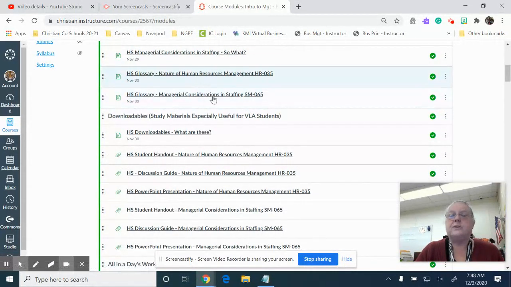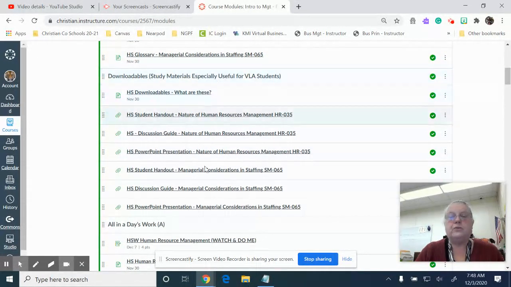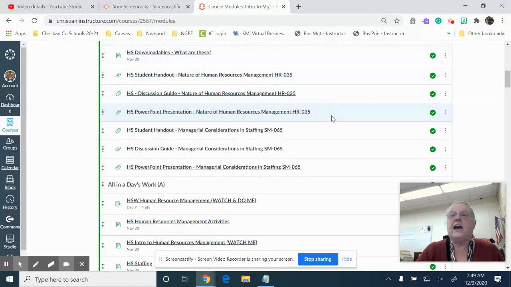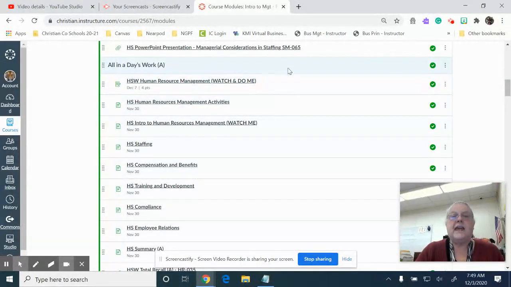Then you've got a glossary to look at. And then, of course, downloadables. The downloadables are PowerPoints and handouts that contain all the readings in one location, or most of the readings, I would say. Sometimes I add some, sometimes I delete some. And then a discussion guide and a PowerPoint. Our first section, all in a day's work, we will hop on tomorrow.